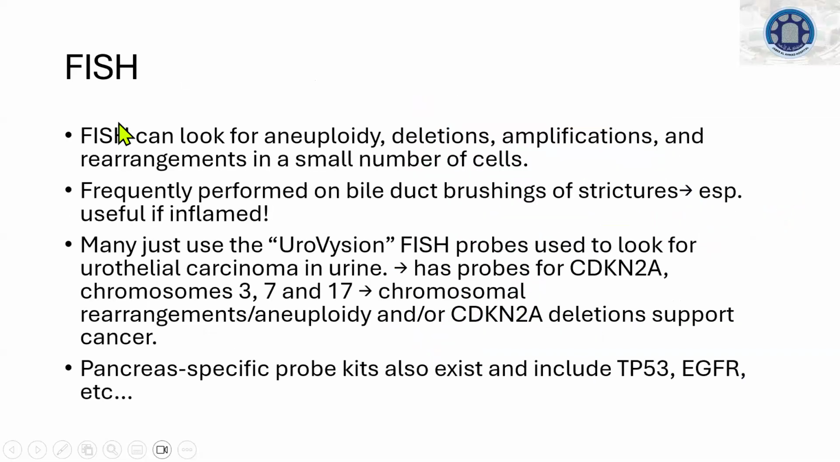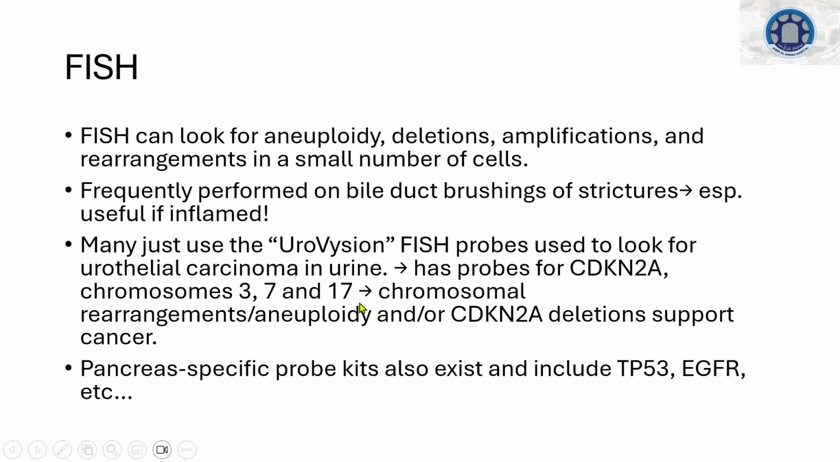And FISH, just one slide on it. What does FISH look for? FISH is mainly done to look for aneuploidy, deletions and amplifications, and is frequently performed on bile duct brushing of strictures, especially useful if inflamed. That is what I was telling you about. Nowadays, most of the high-end centers have UroVysion FISH already. UroVysion FISH is something which is used to detect urothelial carcinoma, and it has probes for CDKN2A, 3, 7, and 17, which can be abnormal in our high-grade neoplasms also.